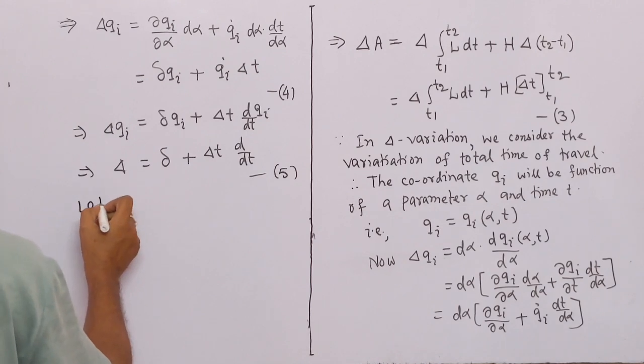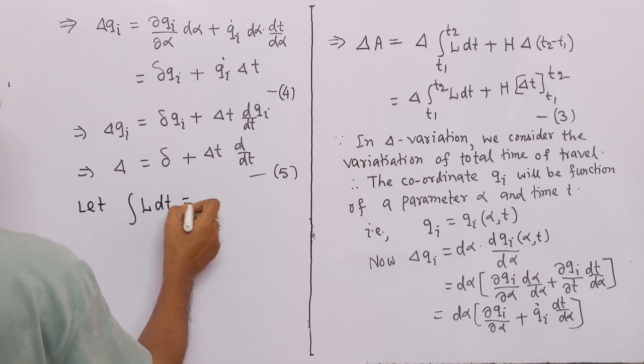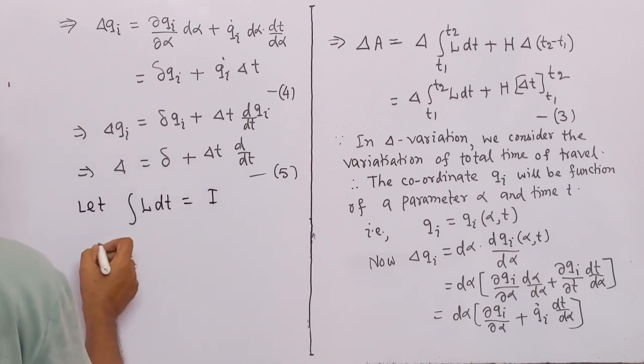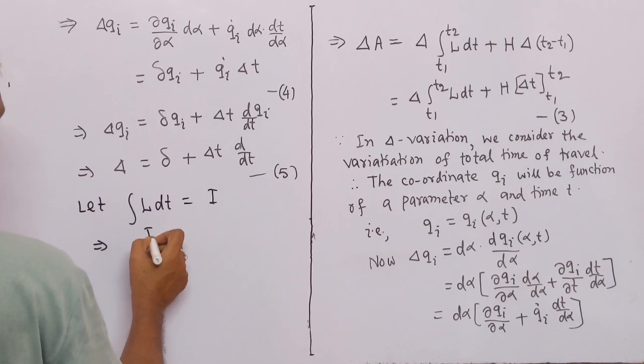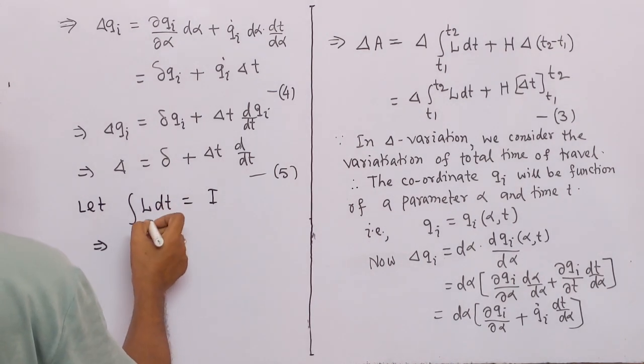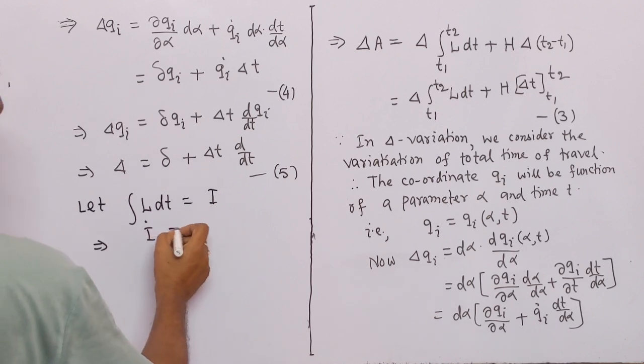Let the integration of L dt equal to I. This implies that I dot, the derivative of I with respect to t, is L.